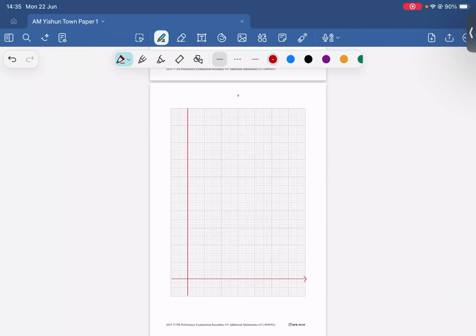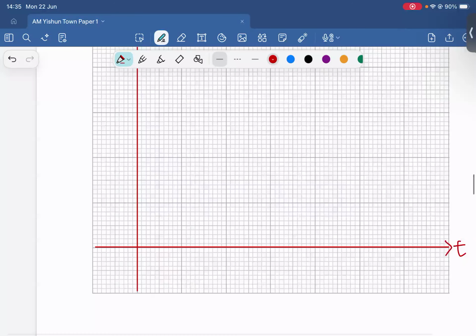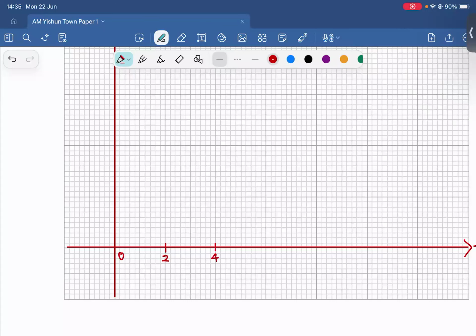Okay, so this is our t. Then this is our log p. Then this shall be 2. This should be 0, 4, 6, 8, 10. Okay, the vertical axis you need to be careful. You don't have to start from the origin, okay? Because sometimes if you start from the origin, it won't give you a nice number.